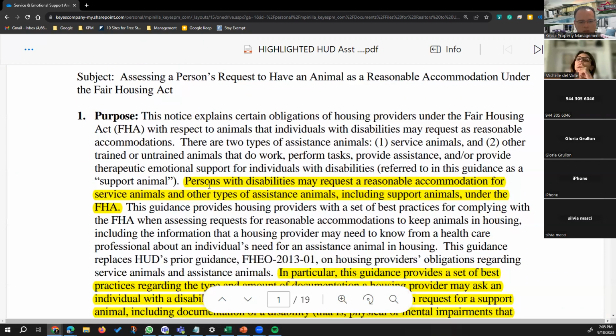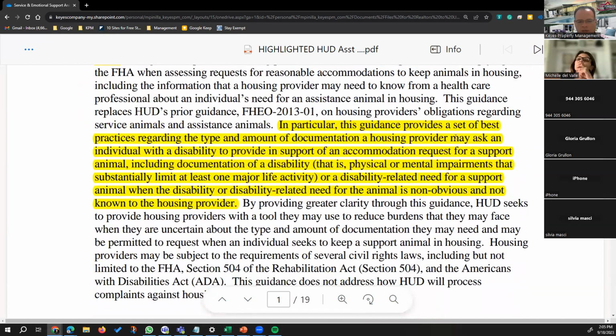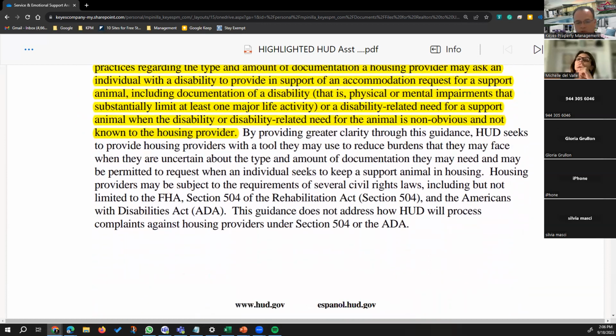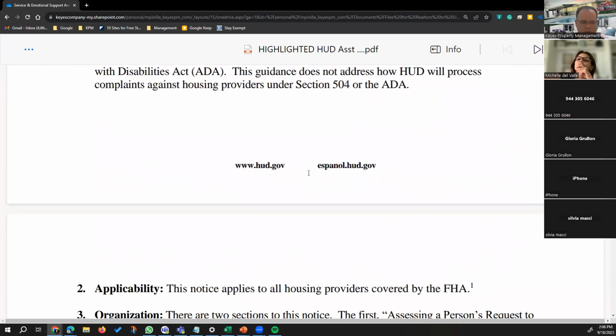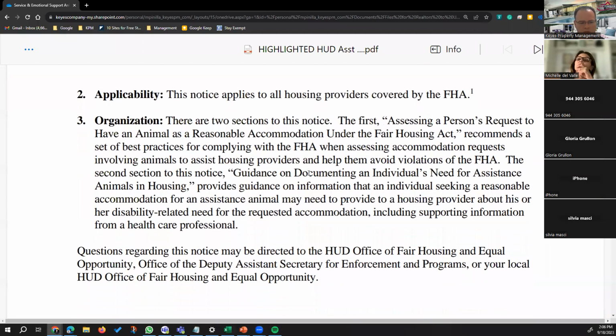Okay, and it says a person with a disability may request a reasonable accommodation, including support animals under FHA. This is to provide a best set of practices, like you can see right here. You guys will need to go back and read through this to understand it better, but you will certainly know how to apply it when you leave this class today in the next 30 to 45 minutes.